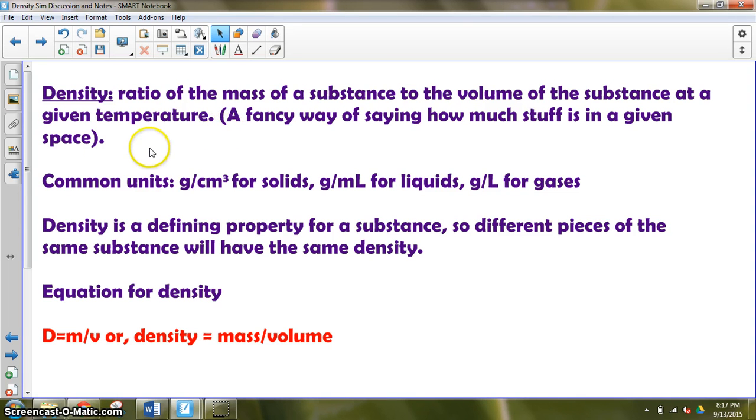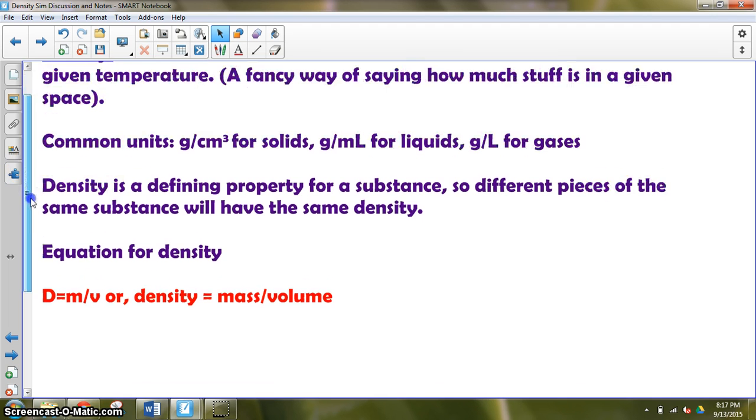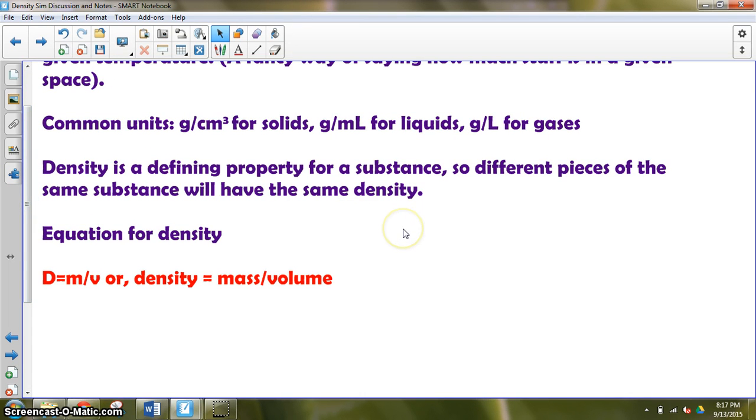Now the mathematical equation for density is that density is equal to the mass divided by the volume, or mass over volume if you want to think of it as a fraction. One of the things we'll have you do is you will have to know two of the values to calculate an unknown of the third.